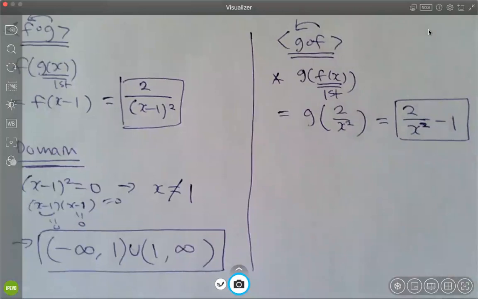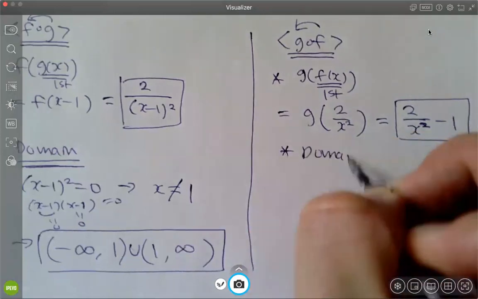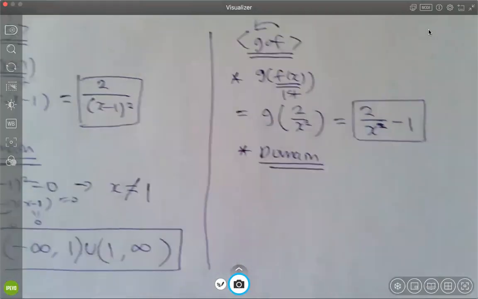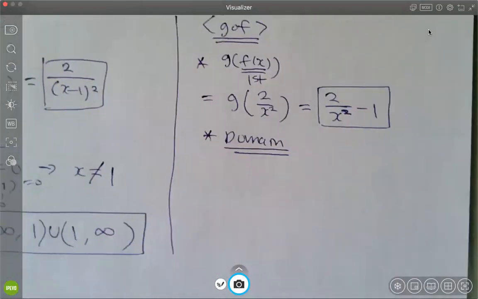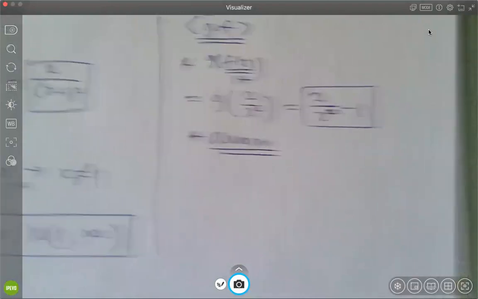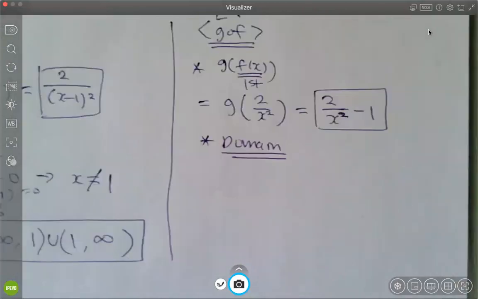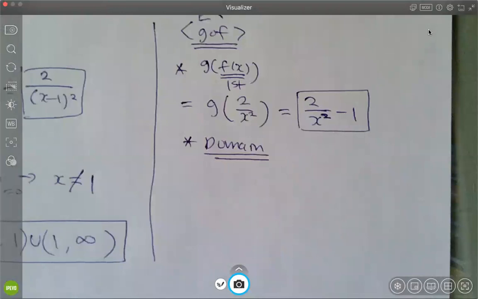And now, how do you find the domain of this? We can't see that side. Now can you see it? Oh, you mean this side? No, the side you're working on. Yeah, here, right? Yeah, okay.